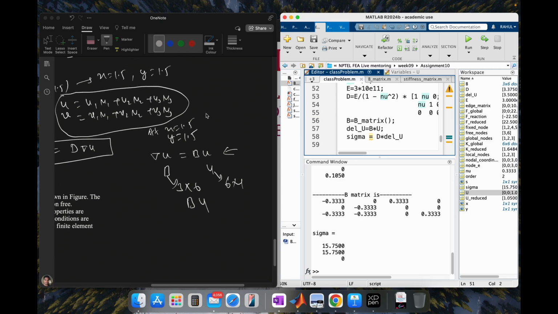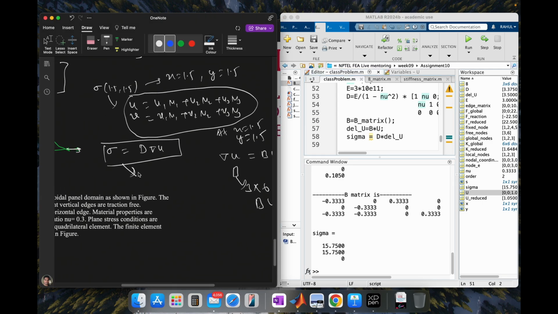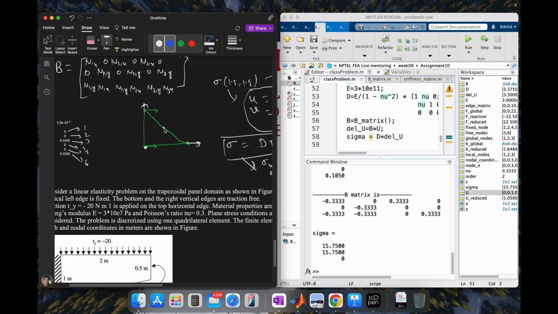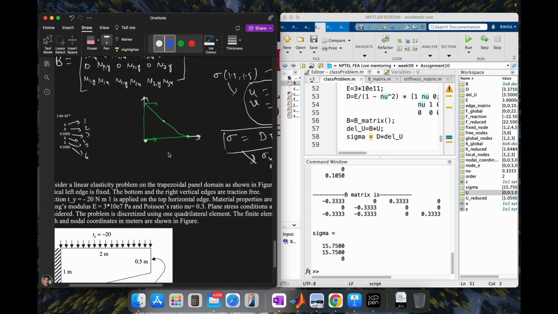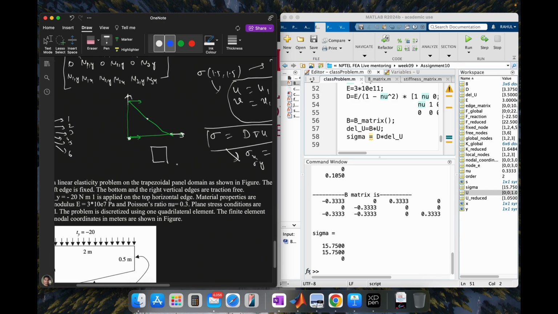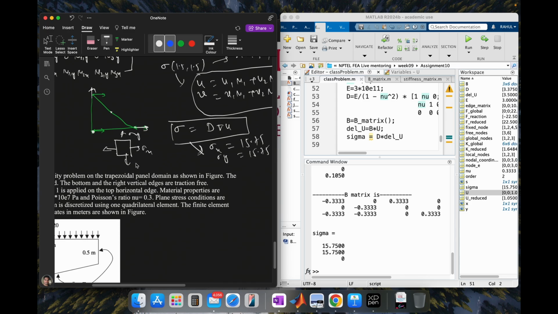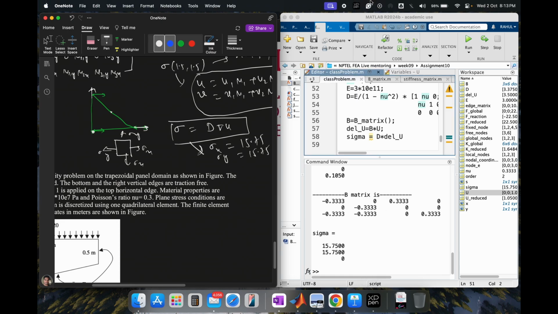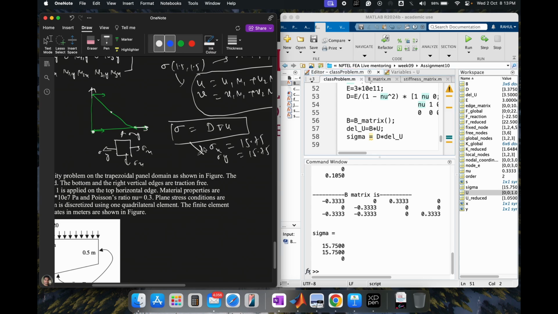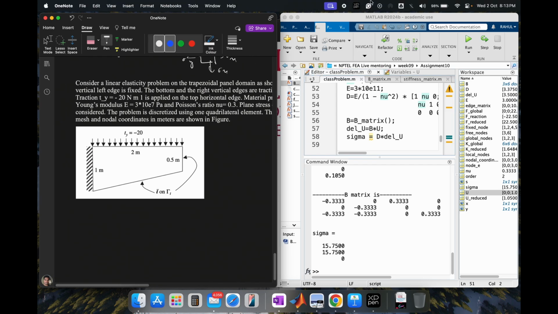Which means that sigma x at that location is 15.75, sigma y will be 15.75, which means that at this location, if I see like this, then it will be something like this. Okay, sigma x, sigma y, sigma x and sigma y. So this is all about this problem, and then we will solve the second problem.